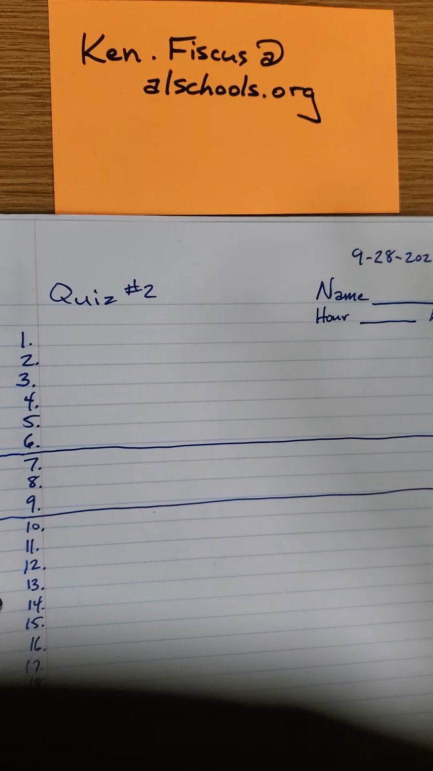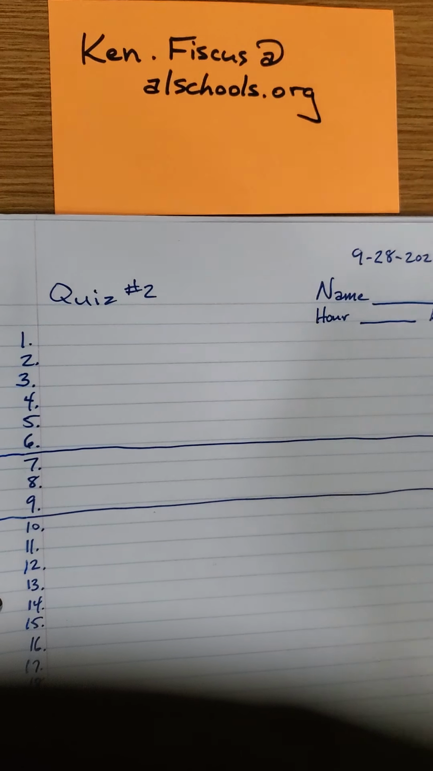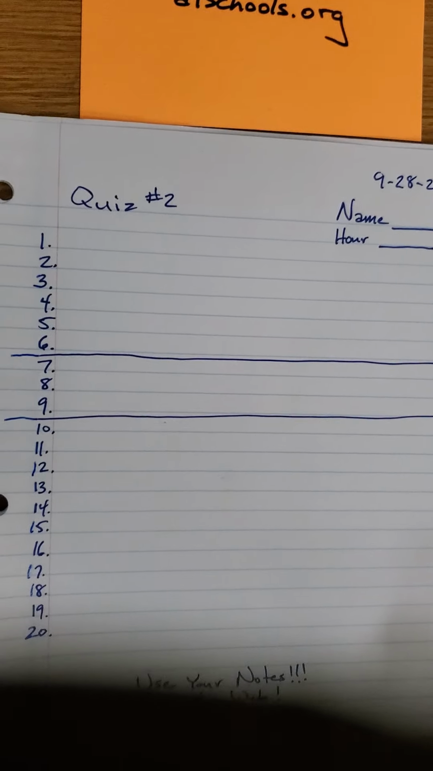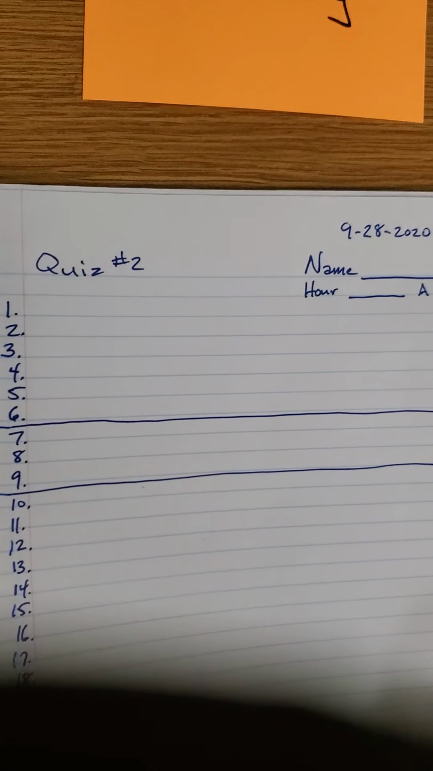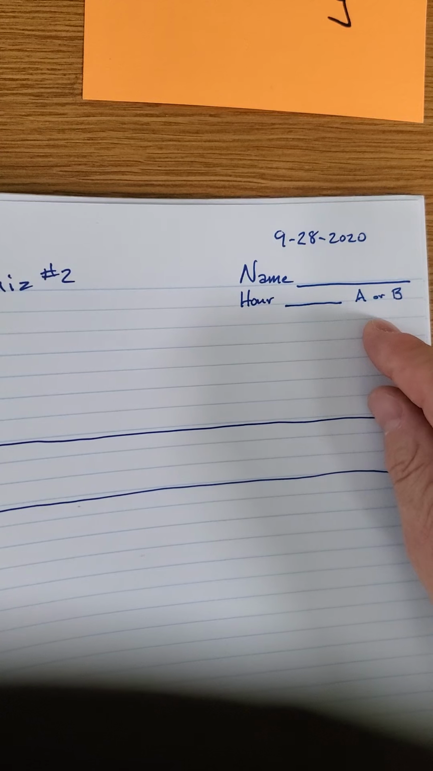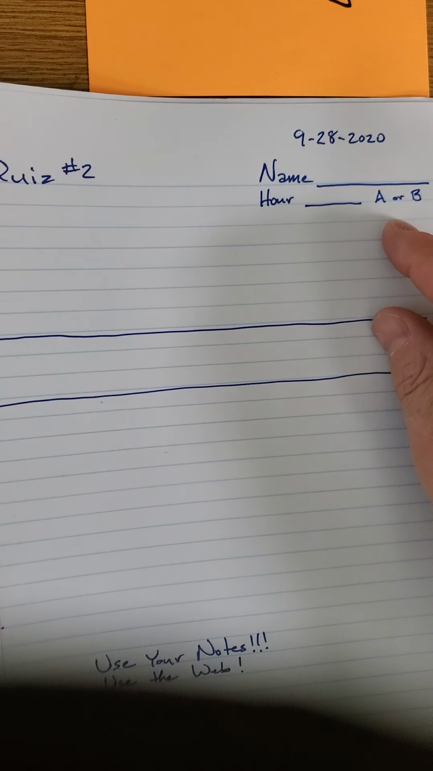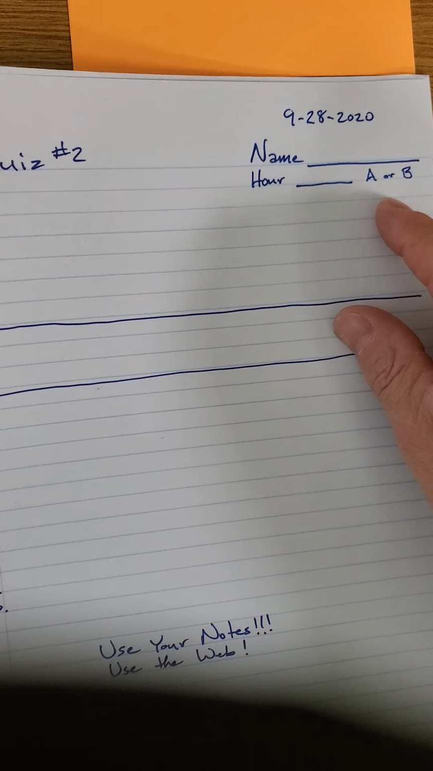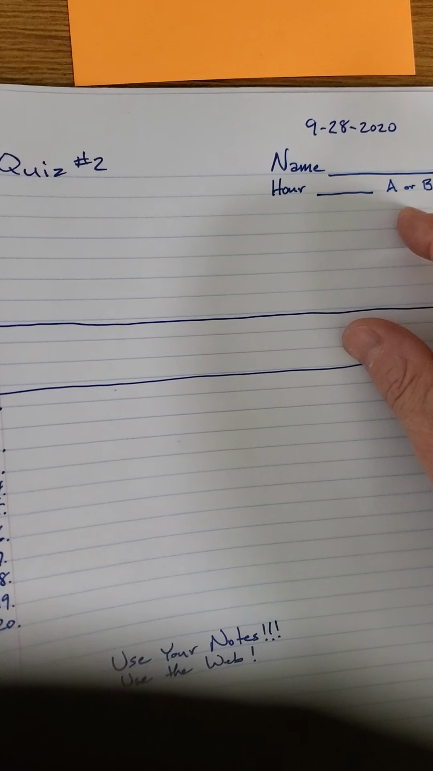The first thing I need you to do is prepare an answer sheet on a piece of notebook paper, number to 20. You don't need to skip lines, they're all short answers, like true, false, or something. Please make sure you get your name on there and your hour and choose A or B. Remember, you can use your notes, you can use the internet. This is not cheating in this class. I force you to do it. I think the trick is knowing whether or not an answer you find is right or not.